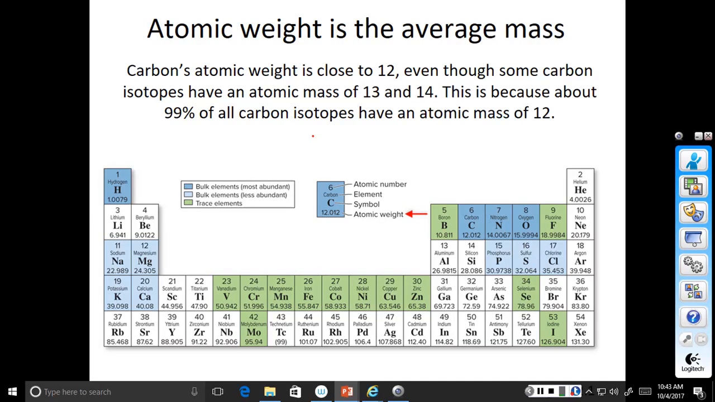So when we look at the atomic weight here, we see this funny number, 12.012. And that's because the number on the periodic table is representing an average of all the isotopes of carbon on the planet. Now you can see it's close to 12 because 99% of all carbon isotopes are carbon-12 and have an atomic mass of 12. So in terms of averages, we're much heavier weighted towards carbon-12. But we do have to take into account those other more rare isotopes. So that's why we end up with this funky number at the bottom of 12.012.